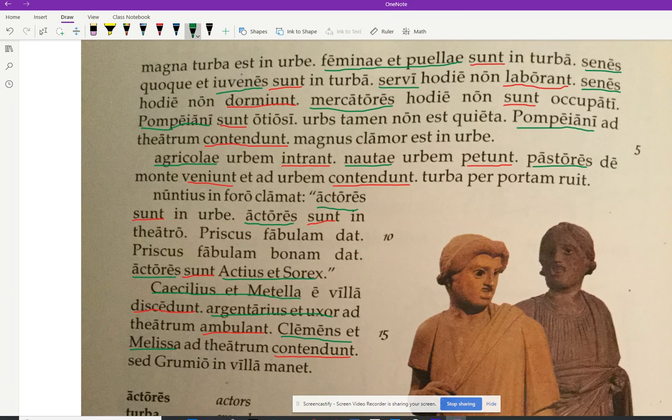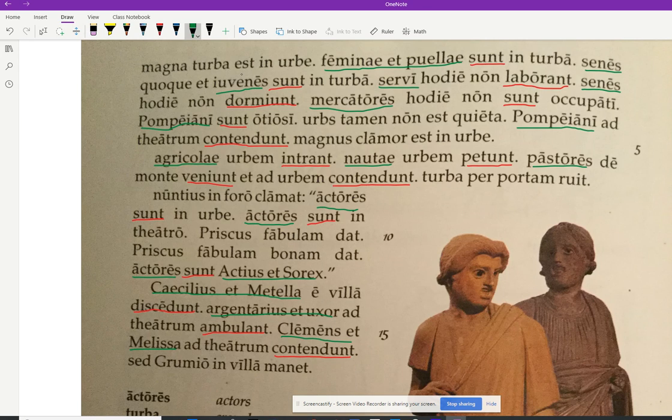Senes quoque et juvenes sunt in turba. Okay, so sunt again, sunt and turba, are in the crowd. Who are in the crowd? Senes and juvenes. So senes, old men, and juvenes, young men. A lot of Latin 1 students want to take juvenes as young boys. No, it's young men. There's a difference there. And of course, quoque, a word I mentioned before, you want to really make sure you get down. Also, right? So old men also and young men, or old men and young men also, put that also pretty much anywhere there, are in the crowd.